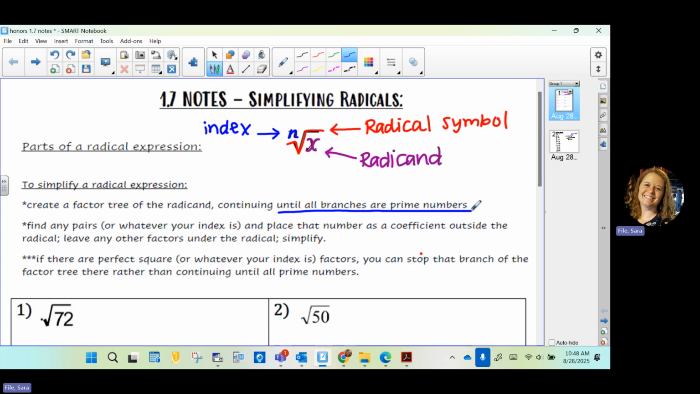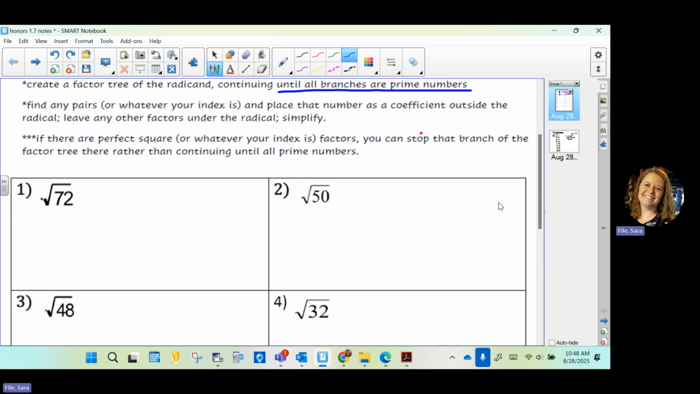Okay, so let's do that first step with number 1. So I'm going to break down 72 into factors. When I say branches, I just do something like that. It doesn't have to be a certain set of factors, anything that multiplies, anything other than 1 and 72. So I could break it down to 8 times 9.